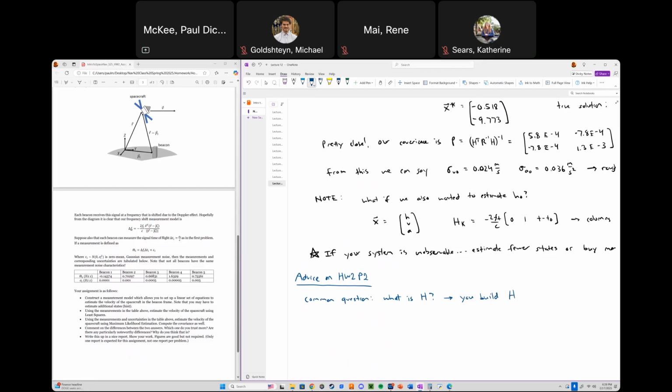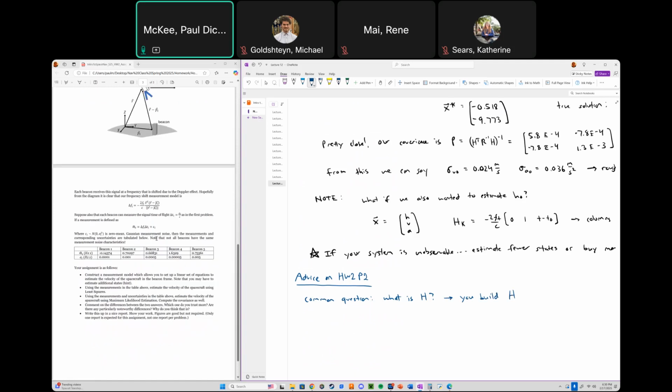Or I guess in this case, I didn't put letters to them. It's just the first bullet point. You build H. H is the measurement sensitivity matrix, which relates your state to your measurements, right? The vector of our measurements, y, is related to our state, x. I haven't told you what the states are. I said estimate the velocity of the spacecraft, you may need to estimate additional states. So let's start playing around with these equations and see if something drops out naturally.